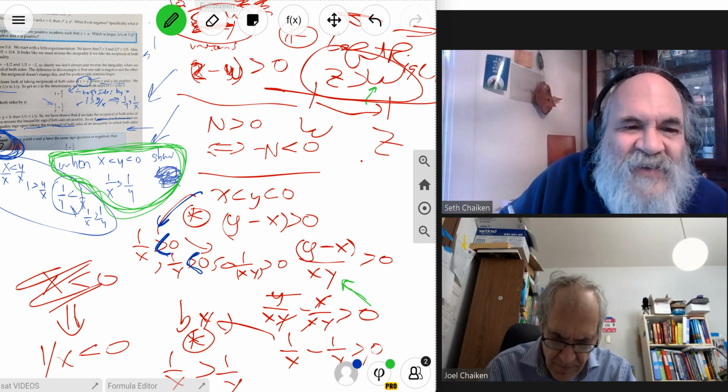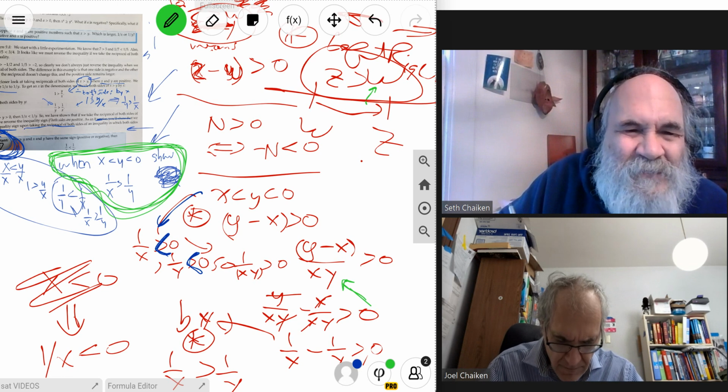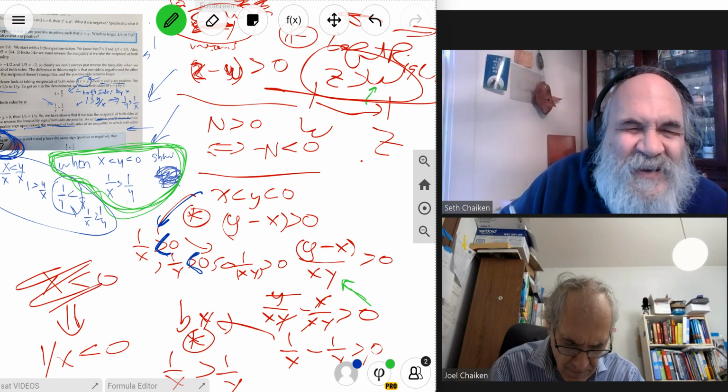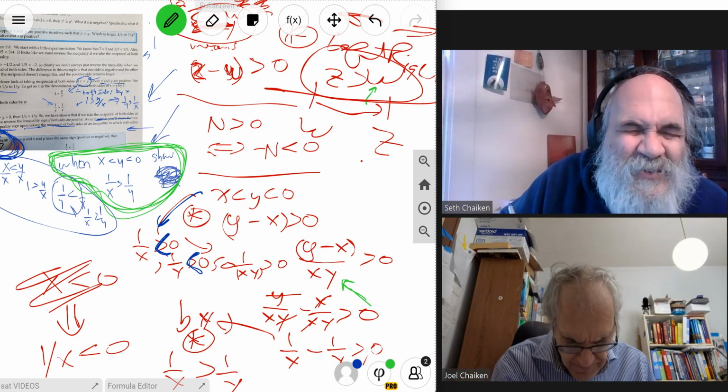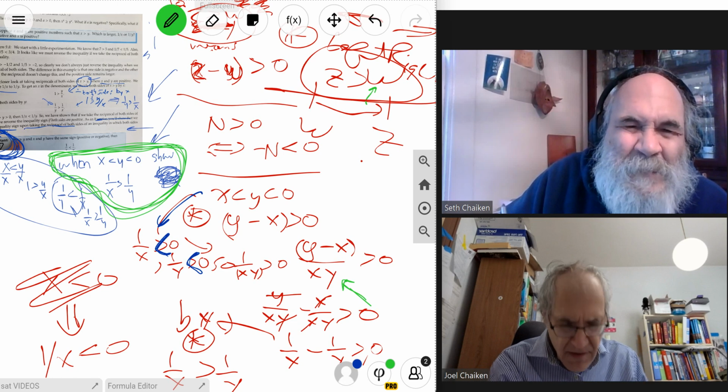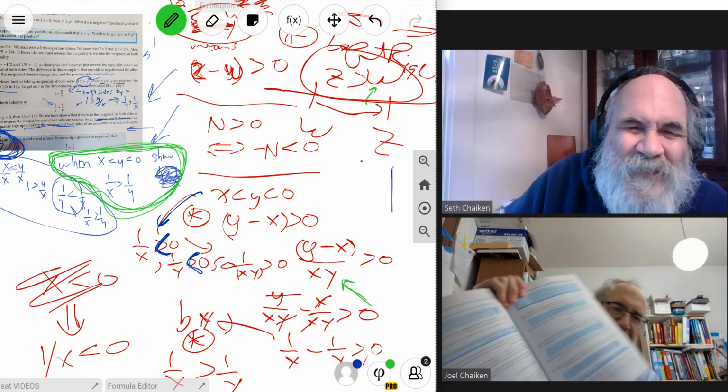What I did was take the reciprocal of X. I originally said it's greater than 0. False. Wrong. If X is negative, then the reciprocal is also negative. Let's see that on the number line.